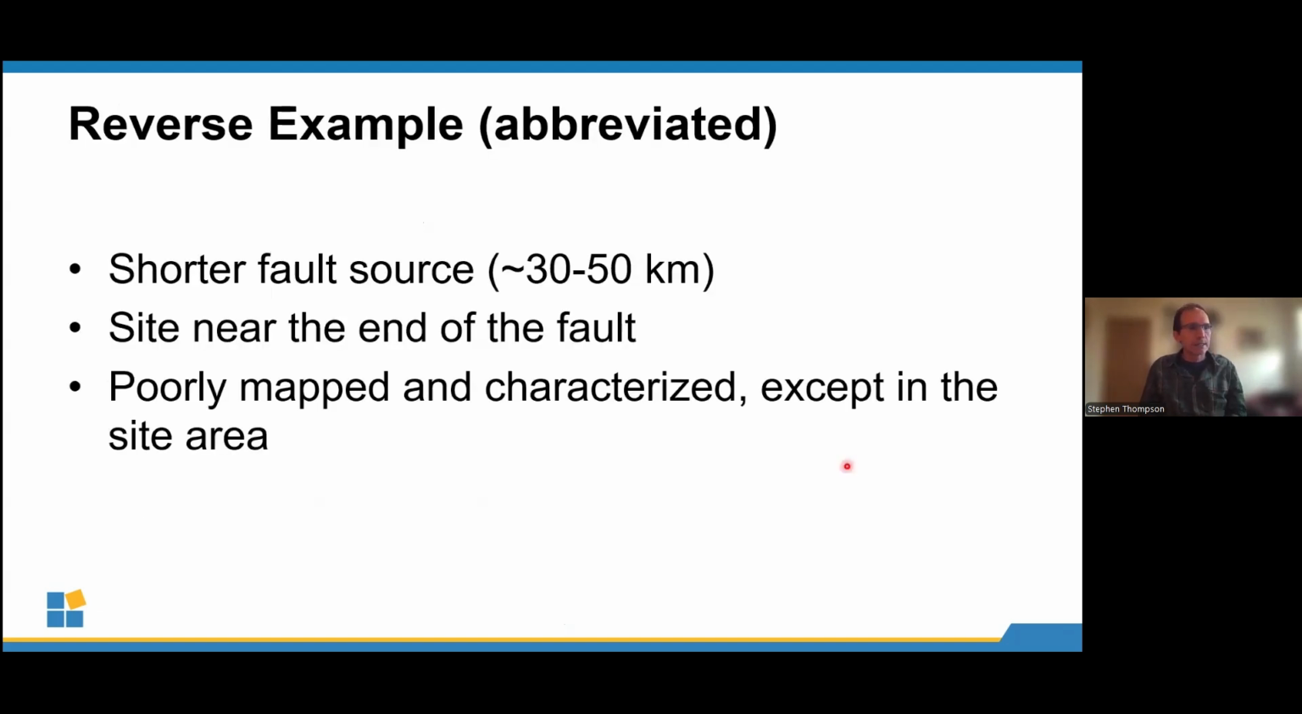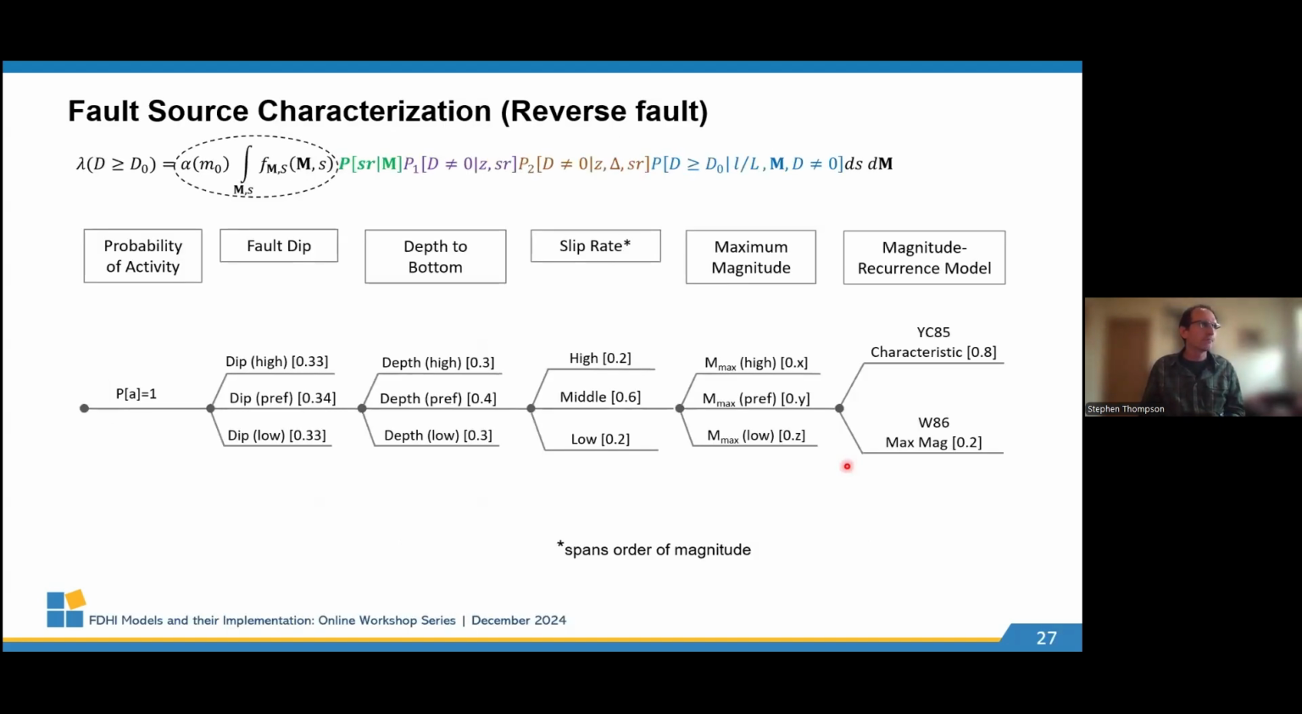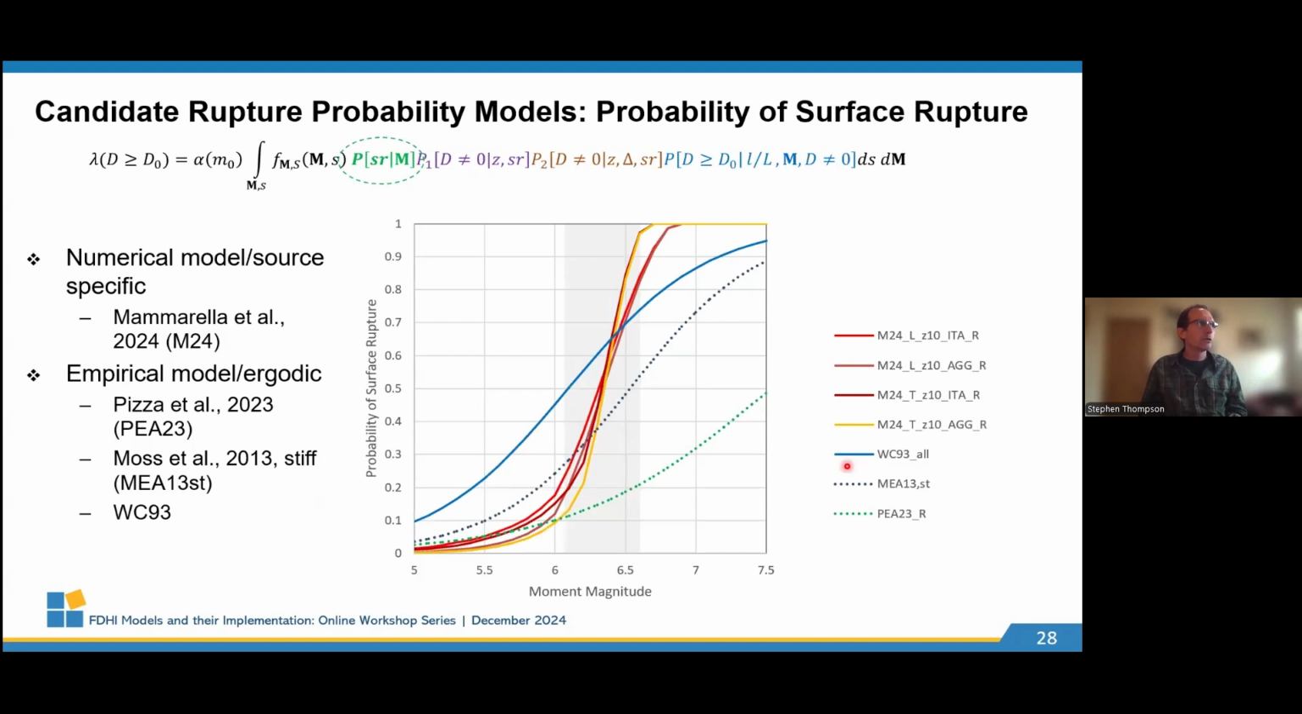Okay, reverse example. We're looking at a shorter fault source. We're looking at a site that's near the end of a fault, and it's a very different situation from the San Andreas, where here we have a very poorly mapped and characterized potentially active fault source, except in the local site area where we have much more abundant information. The source characterization is a similar type approach.